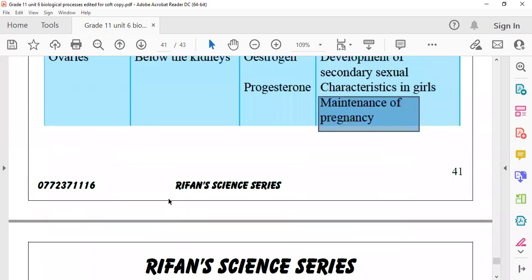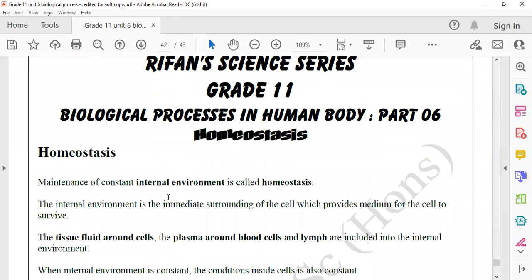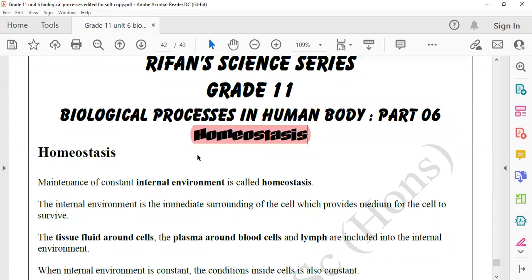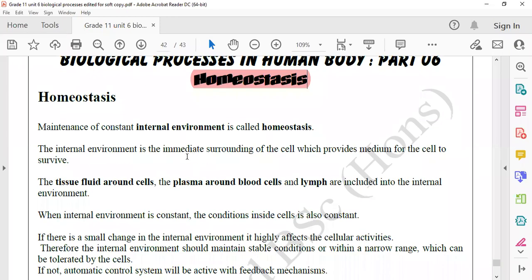Yes, sir. Good. My children, we are coming to the last part of our heading. What is the last part? Homeostasis. I will explain you homeostasis first. Here before, I have pointed you this word, correct?